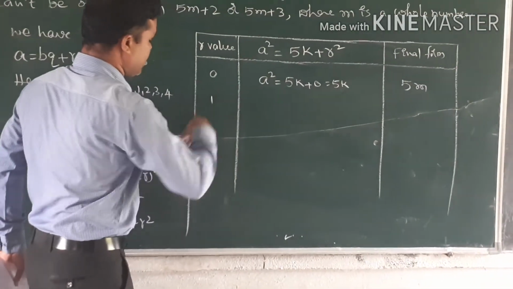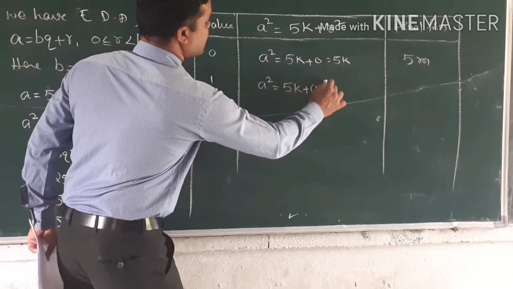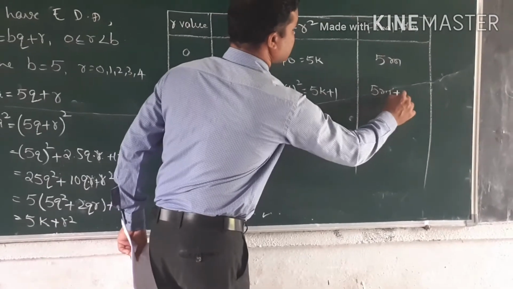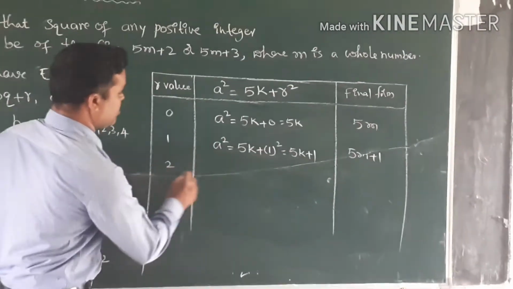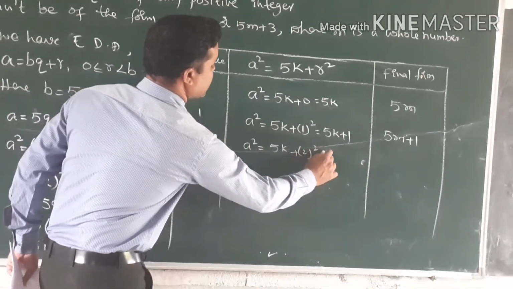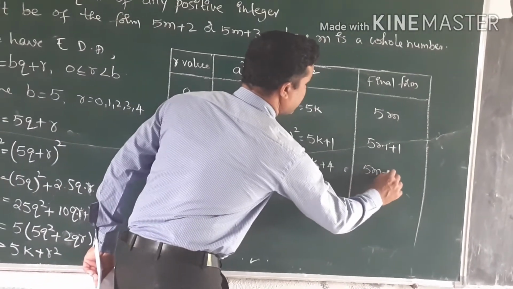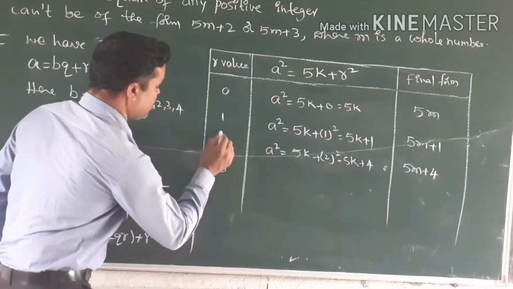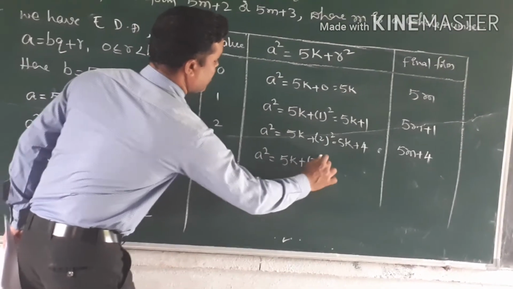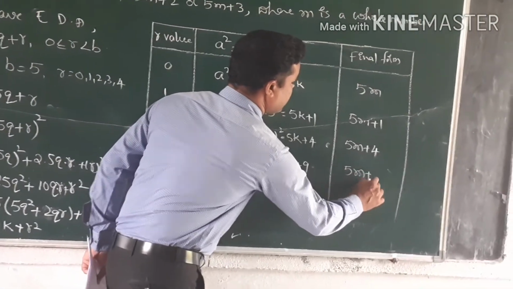Now take r value as 1. A square is equal to 5k plus 1 square, that is 5k plus 1. So the general form is 5m plus 1. Now put r is equal to 2. A square is equal to 5k plus 2 square, that is 5k plus 4. So the general form is 5m plus 4. Now take r is equal to 3. A square is equal to 5k plus 3 square, which is 5k plus 9. This is of the form 5m plus 9.